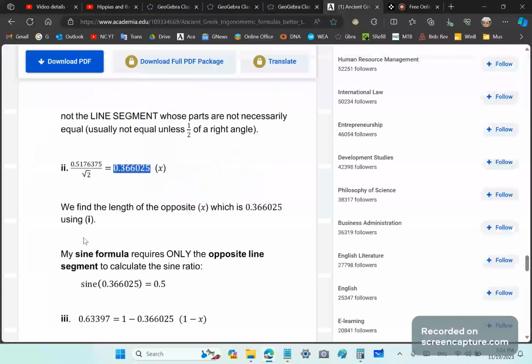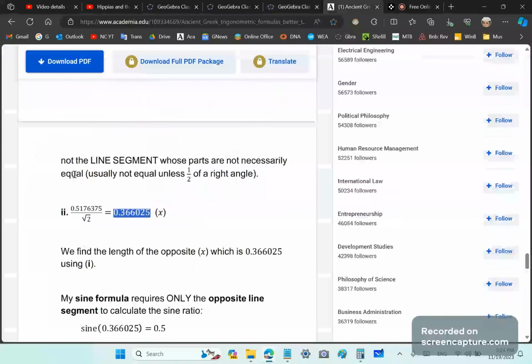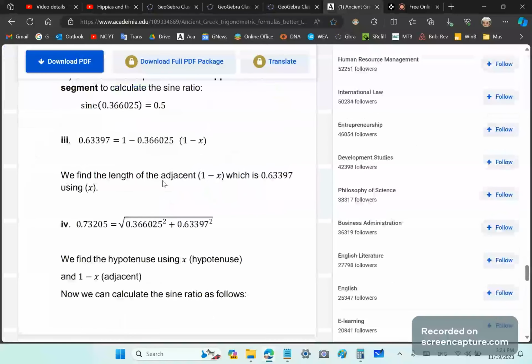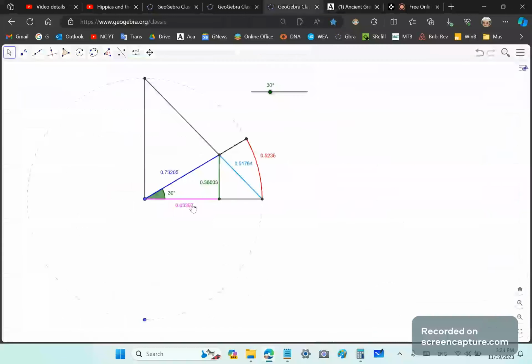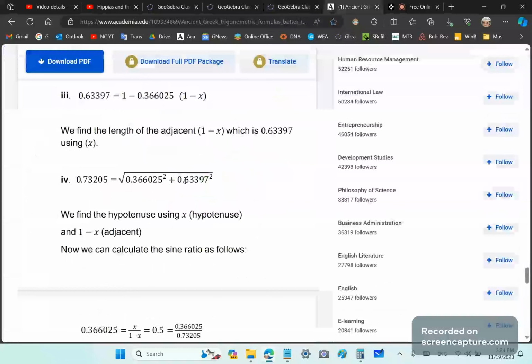Good. Right. We find the length of the opposite, which is that using 1, right? This one here. Then we find the length of the adjacent using x, okay? It's just simply 1 minus x. This is 1 because it's a radius of 1. So it's 1 minus this length, which is equal to that length. Yeah? Okay. And then finally, we find the hypotenuse using the Pythagorean formula. It's as easy as that.